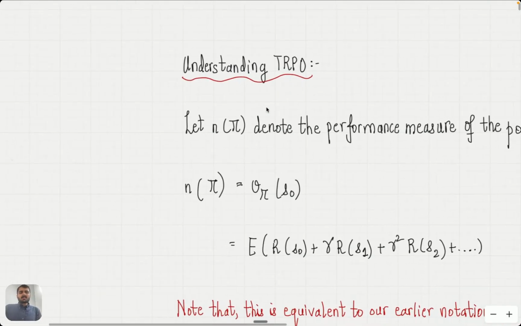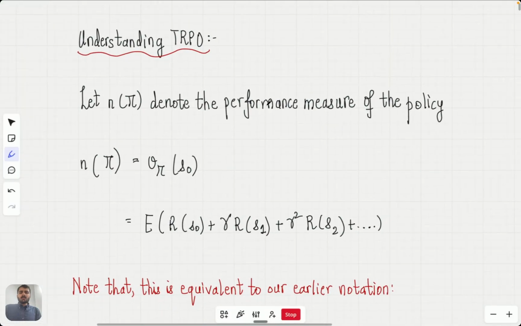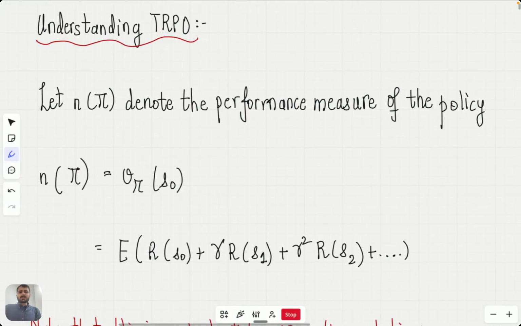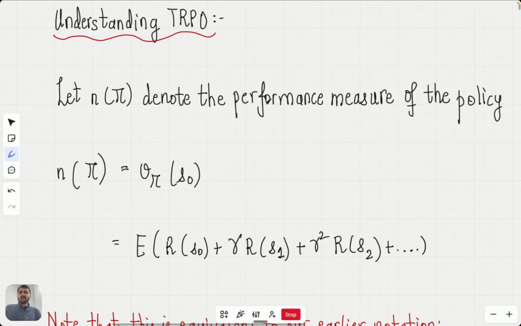Okay, so let's get started. We are going to start with some notations first. Let's say we denote the performance measure of the policy as n of pi. Remember, we had a notation for this called j of theta, but the reason why we have denoted it now as n of pi will become clear shortly.